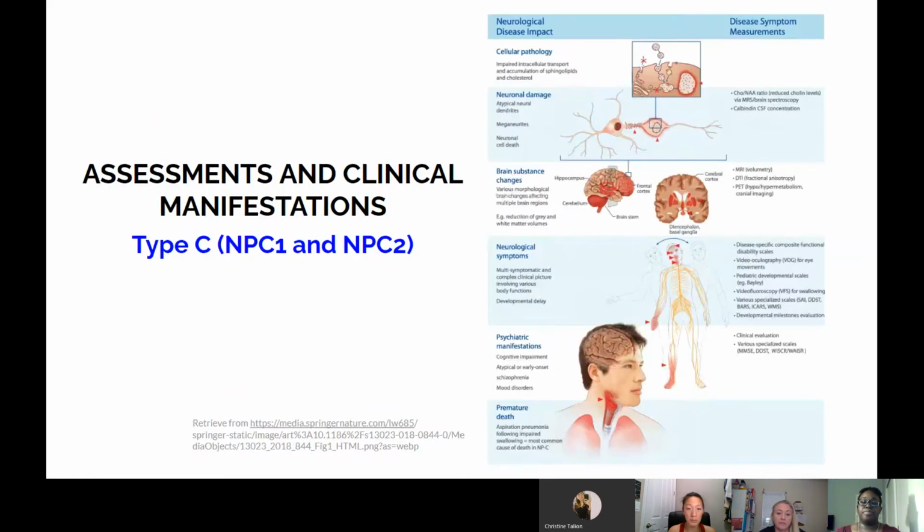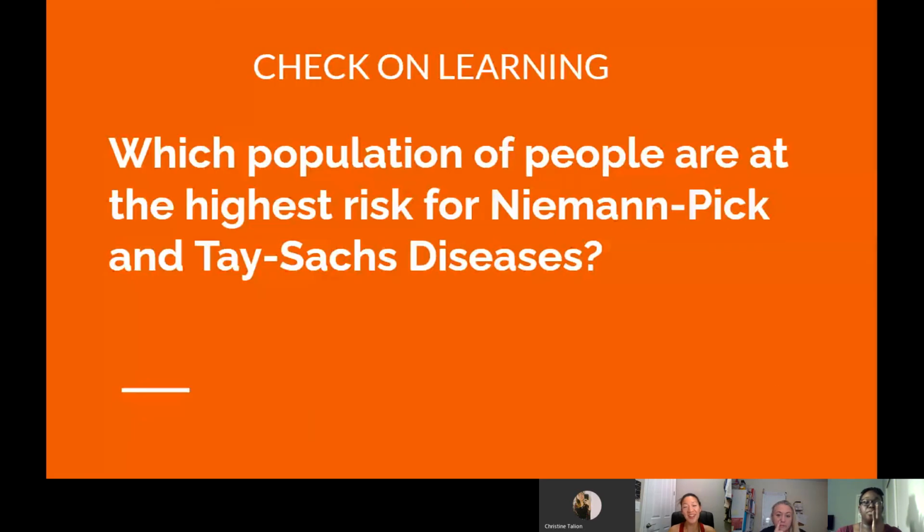Next. This is a diagram depicting type C and how it impacts the brain. Next. Check on learning. Which population of people are at the highest risk for Niemann-Pick and Tay-Sachs disease? Ashkenazi Jewish population.